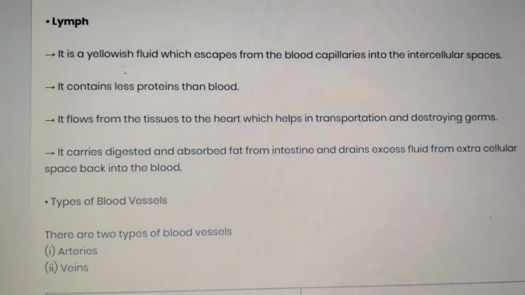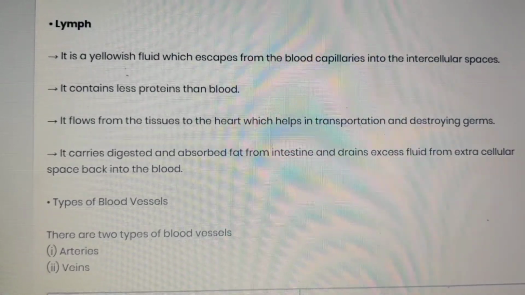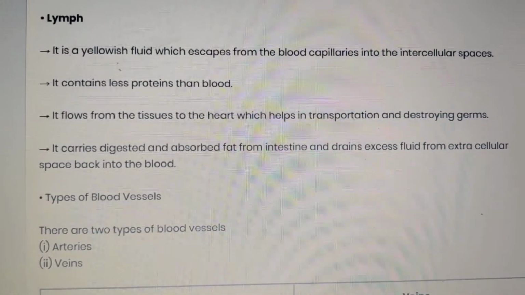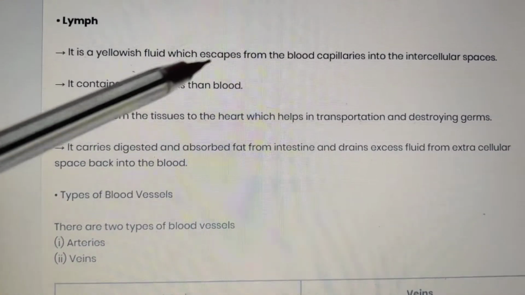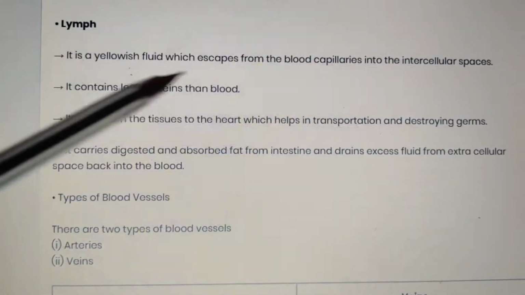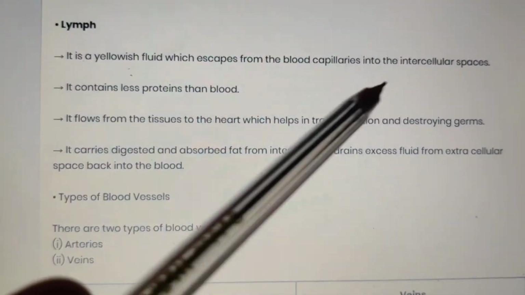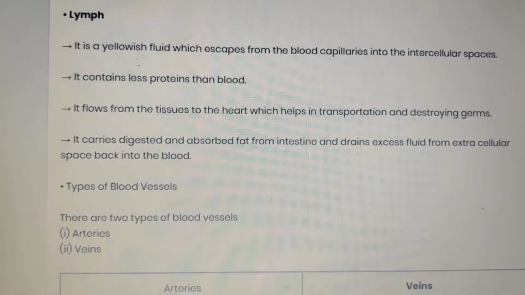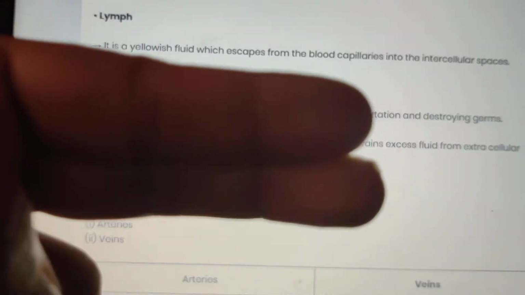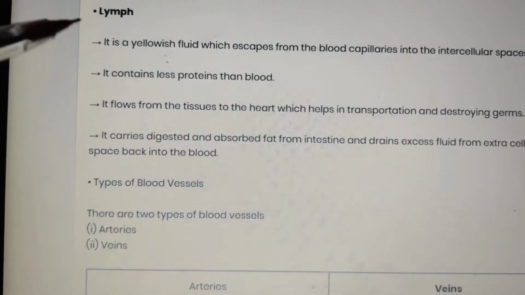The next important term is lymph. Lymph is a yellowish fluid. Sometimes the blood is filtered out and escapes from the blood capillaries. This is called lymph. It gets collected in the intercellular spaces. If these are two blood capillaries, it gets collected in the space in between, which is called the intercellular space.